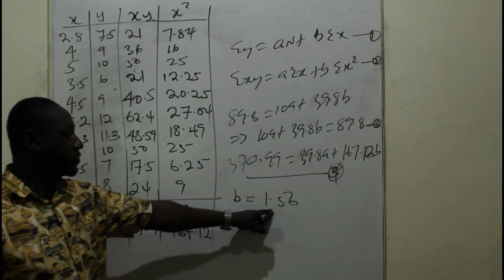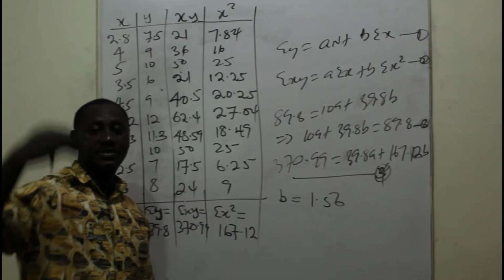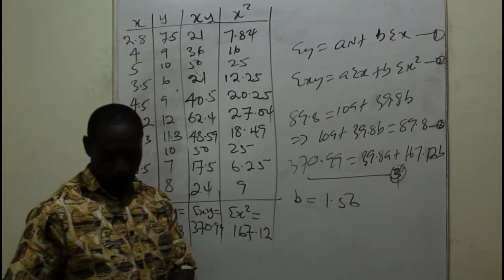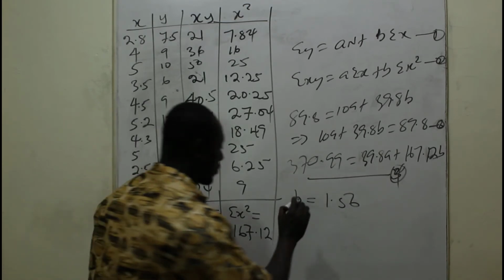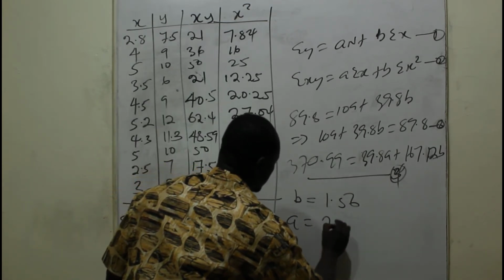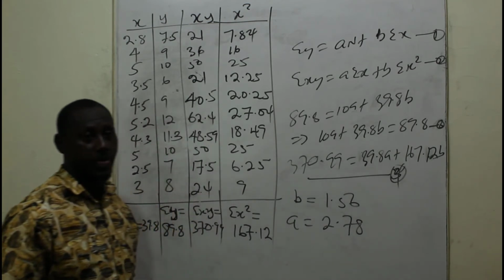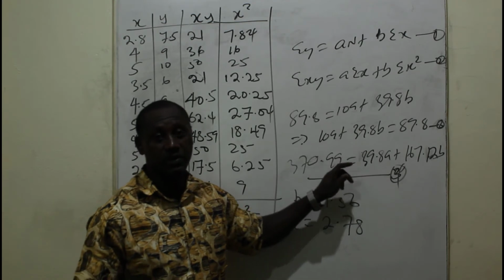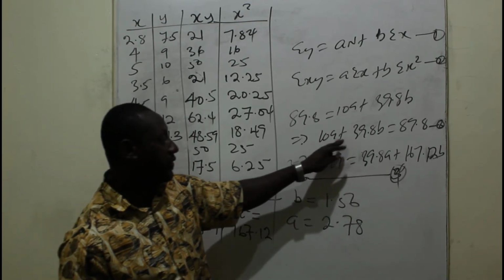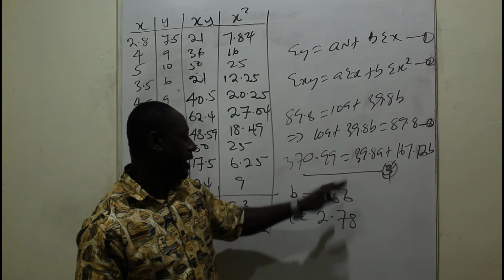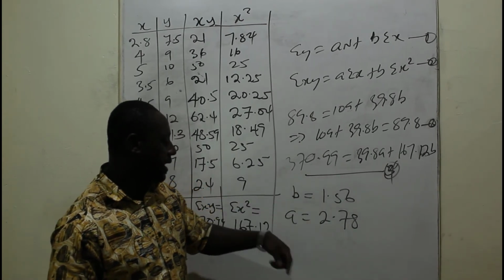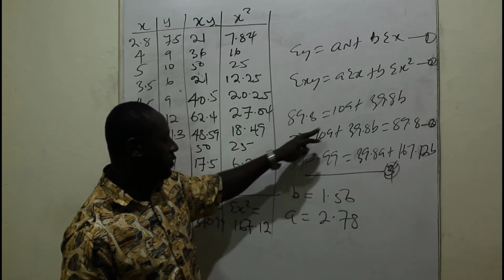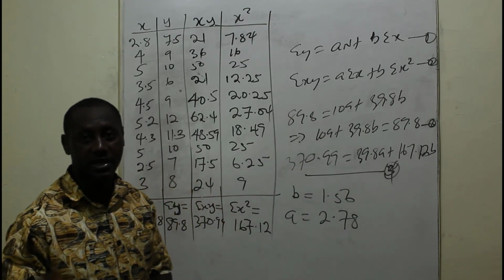And so we get B to be equal to that. And once you put B equal to 1.56, we can substitute that value into any of the two equations. And when we do that, we are going to get our A to be equal to 2.78. What I said was that for the two equations, we solve them simultaneously. So we make one of the variables the subject and substitute into the other. Through that, we got B. And when we get B, you then go and substitute B into any of the two equations to get your A.